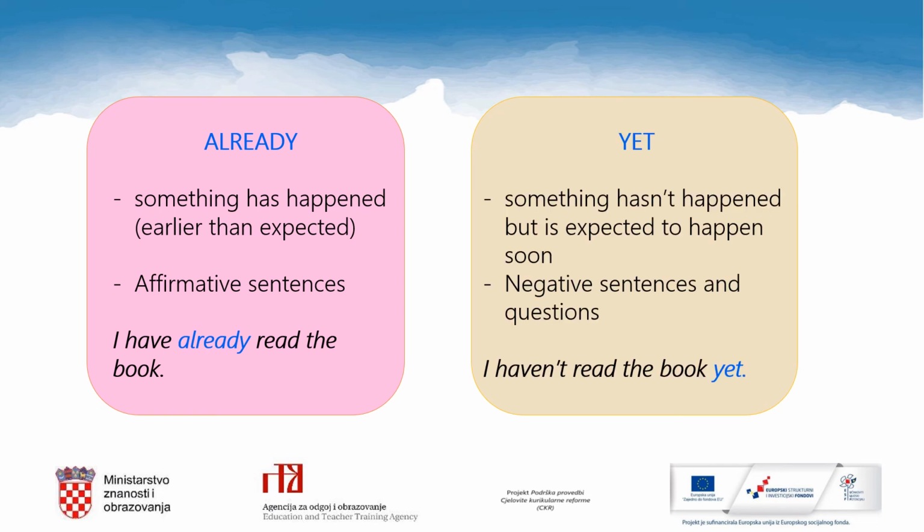And yet tells us that something hasn't happened but is expected to happen soon. We use yet in negative sentences and in questions. And yet comes at the end of the sentence. For example, I haven't read the book yet.